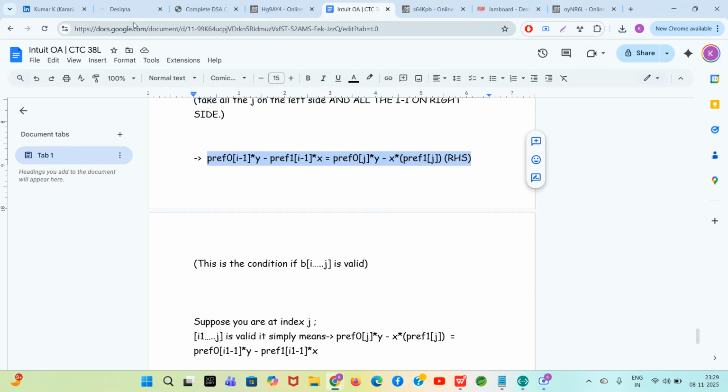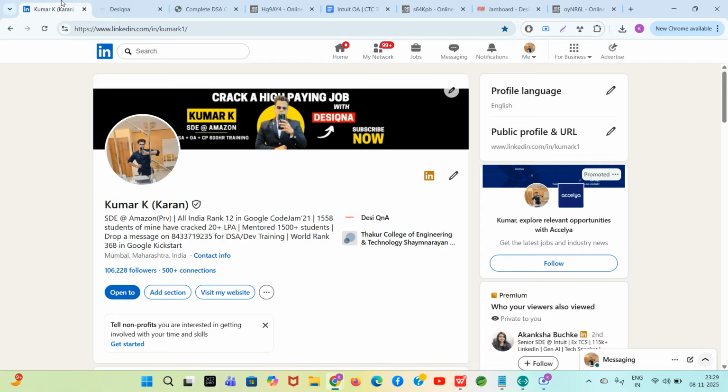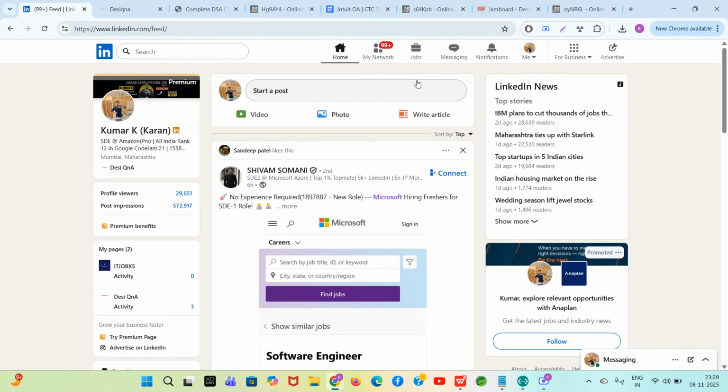I am rushing through this problem currently. You can read all this important data for yourself. I'm rushing through this problem because I want you to do the prerequisite course. If you do it, you will understand.